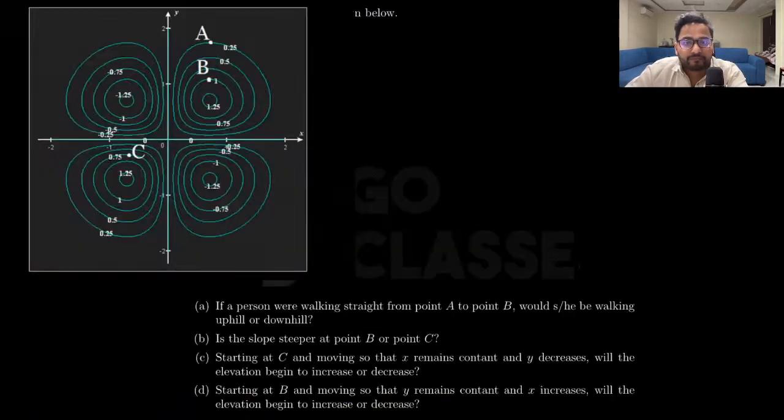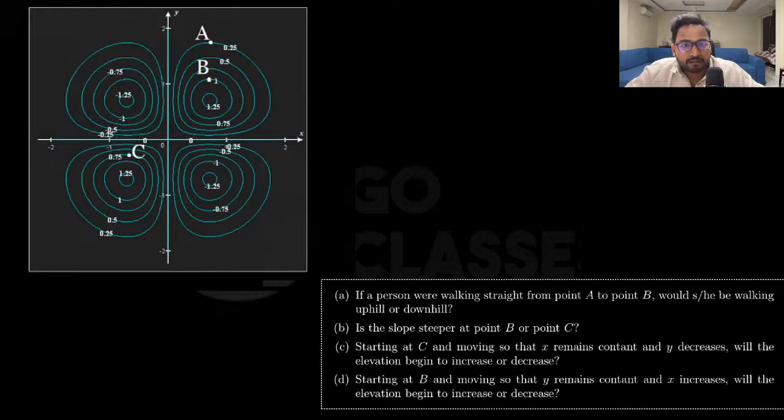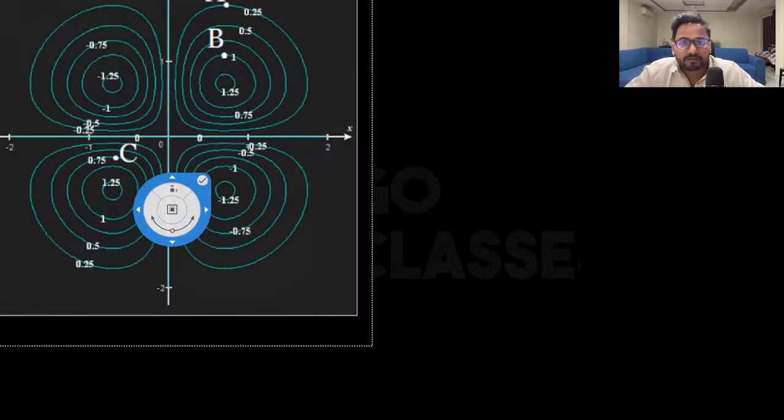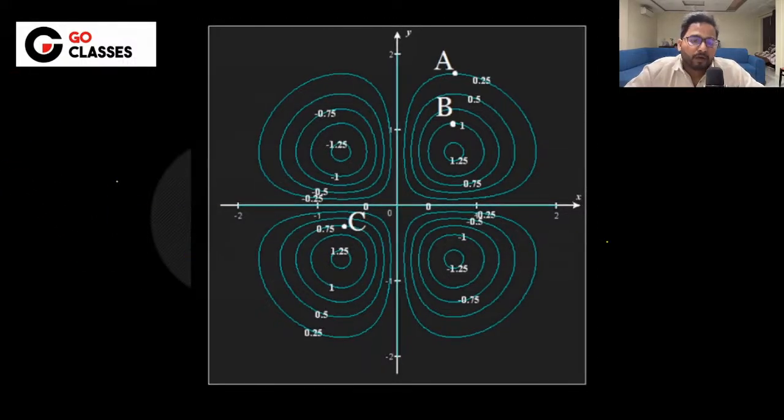Okay, suppose that you have these contours. Let me just delete this and zoom in on the contours only. These are the contours of some function. I hope you are able to see this. Let's just answer each question one by one.